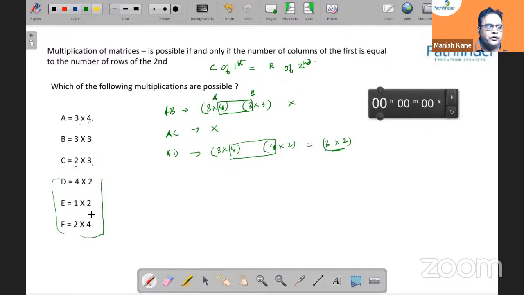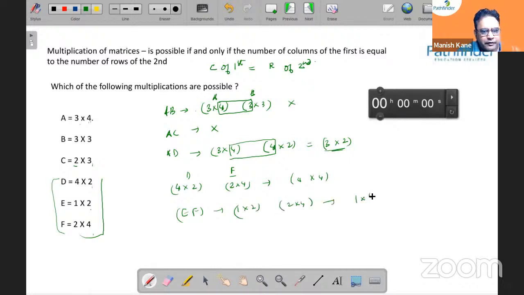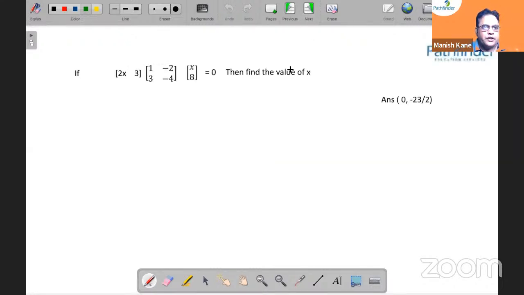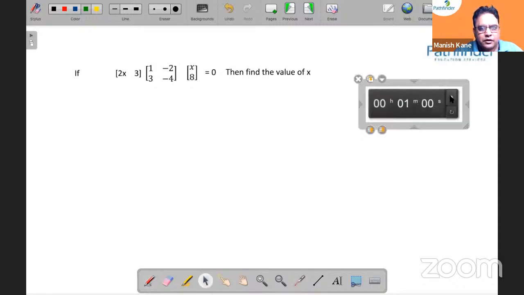Okay. So DE is not possible. DF is possible because D is 4 by 2 and F is 2 by 4. So the product will be a 4 by 4 matrix. Similarly, EF is also possible because E is 1 by 2 and F is 2 by 4. So the product will be a 1 by 4 matrix. I hope it is very clear. So if you're clear, try solving this question. You have 1 minute. Try solving this question.